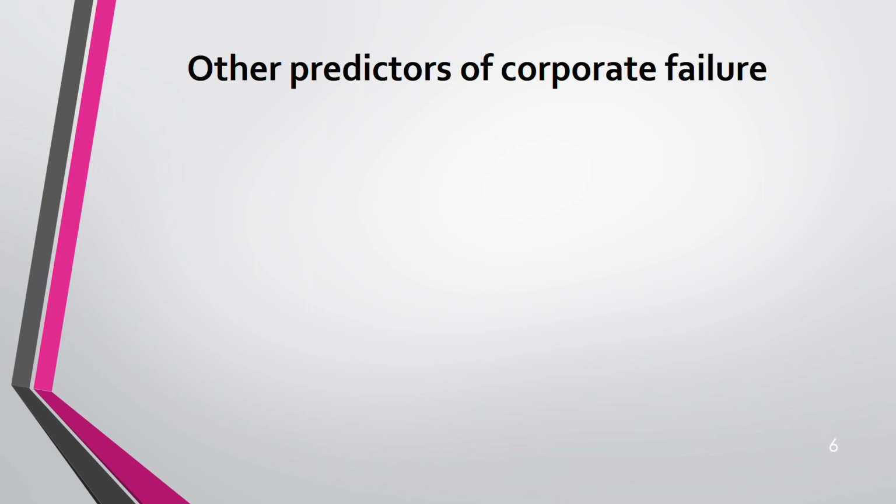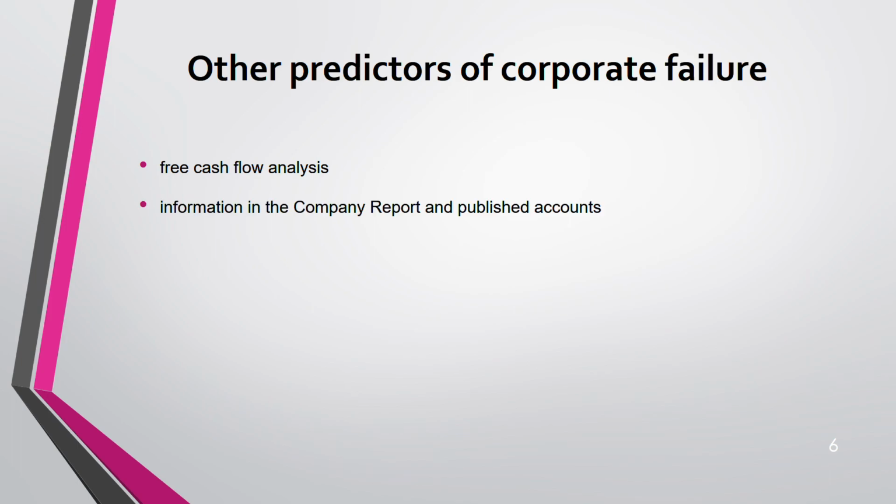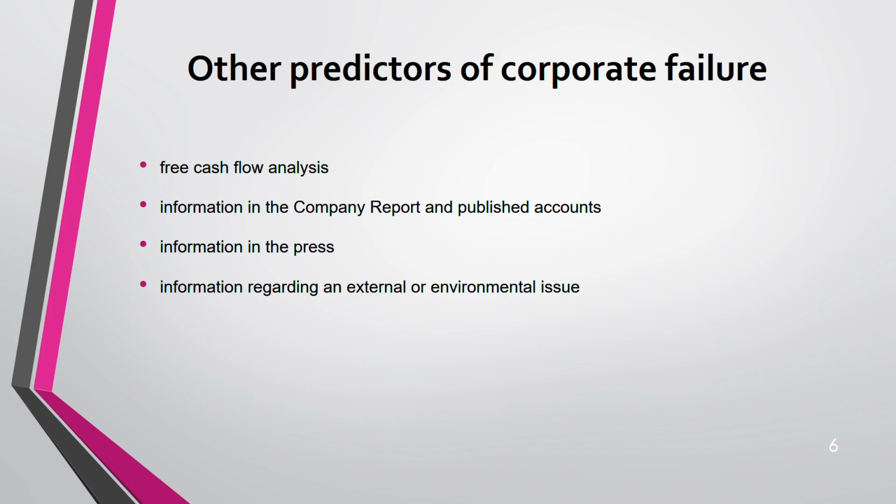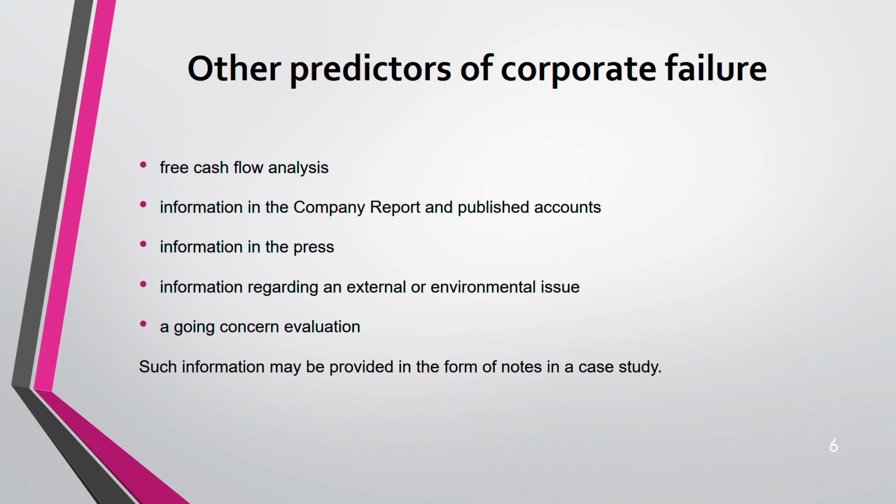Okay, now other predictors of corporate failure. You can analyze your free cash flow. You can check the information in the company report. Information from the press will tell you. Information regarding an external issue. A going concern evaluation might help you. Such information may be provided in the form of notes in a case study. See, in your exam, they might give you this, right? In your exhibits.